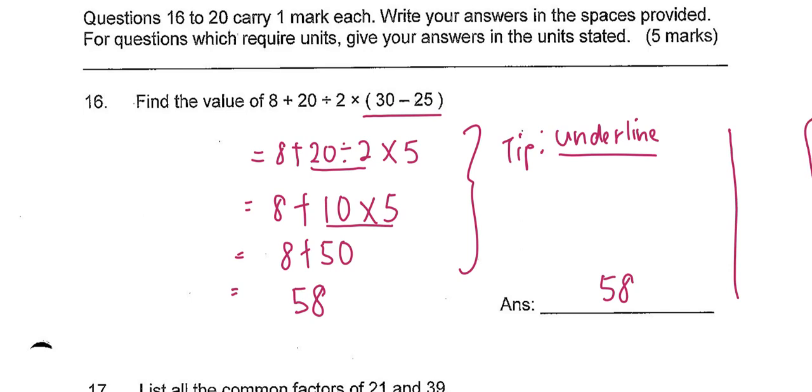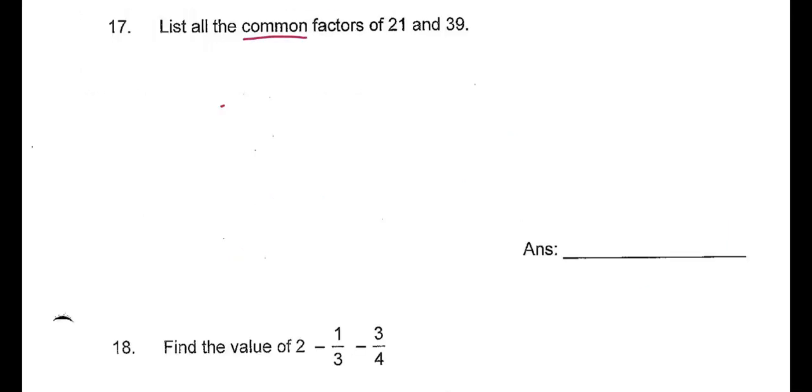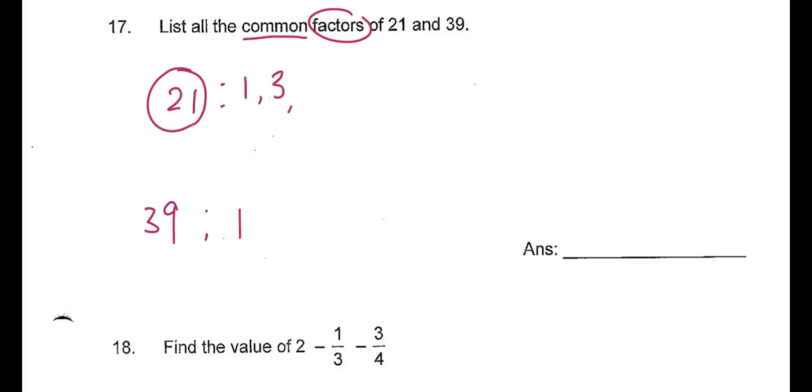Okay. Question 17. In 17, you would like to find out all the common factors, not multiples, but factors of 21 as well as 39. So I'm going to list out all the factors. You have got 1, you have got 2 not possible, 3, 4 not possible, 5, 6 not possible, 7, okay, 8 not possible, 9 not possible, 10 not possible, 11 not possible. I think it goes all the way straight to 21.